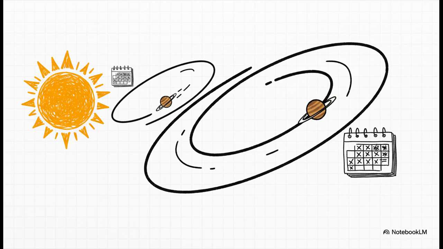And finally, Kepler's third law gives us this beautiful relationship between a planet's year, its orbital period, T, and its distance from the sun, r. It says the square of the period is proportional to the cube of its average distance. In plain English, the farther out a planet is, the way longer its year is, and not just because it has a bigger circle to trace, but because it's also moving much more slowly.